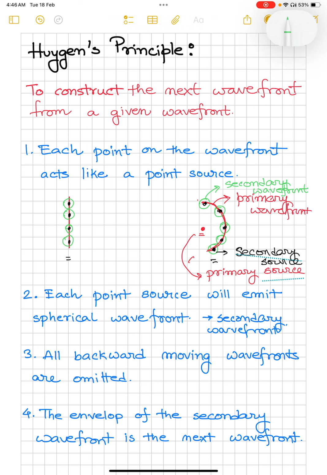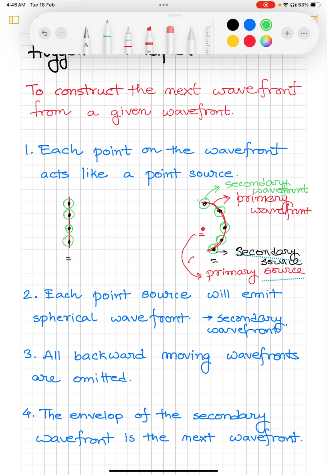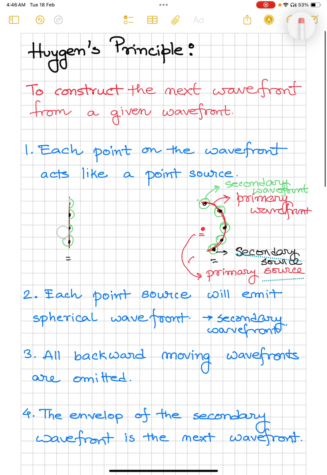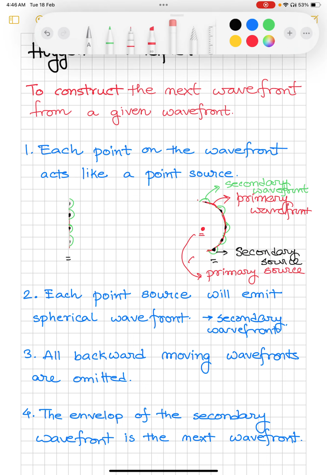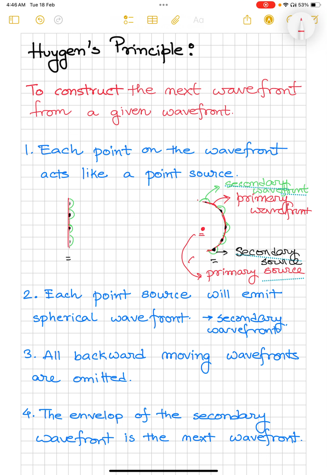Once I have done that, the next point is that all the backward moving wavefronts will be omitted. So we are going to erase all the backward moving wavefronts. So here I know in which direction light is going. The third point is that we are going to draw the common tangent, but tangent is a line, so it is actually called the envelope. So we are going to draw the envelope. So this is my next wavefront. I hope this is clear.